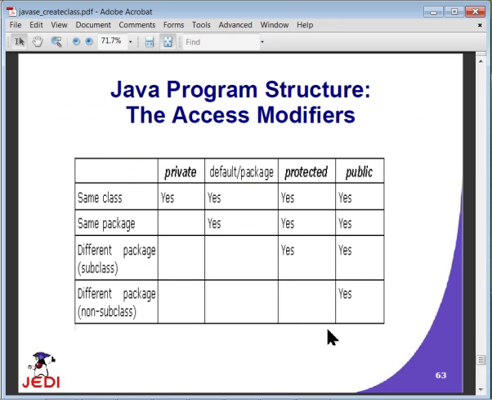This shows the scope of these access modifiers. A private variable and method can be accessed only within the same class. Default is sometimes called package access: the same class and the same package. Protected: in addition to these two, if there is a subclass of this particular class, even if it is in a different package, it can access it. Public: anybody can access that public member and field, even if it is not a subclass.